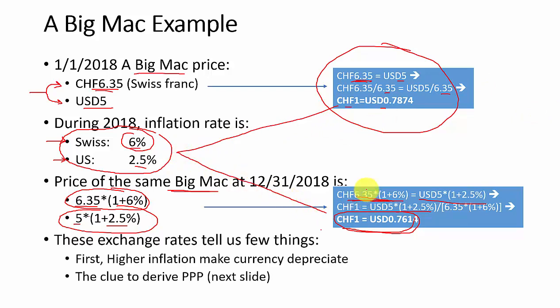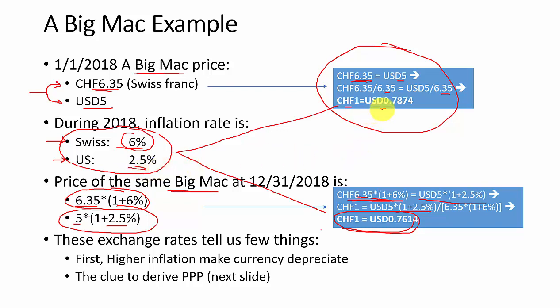First of all, higher inflation makes the currency weaker. And you can see here, in Switzerland, inflation is high. So the currency is losing value at home and also losing value in the foreign exchange market. And yes, it loses more value than the US dollar because in the US, inflation is lower, just 2.5%.